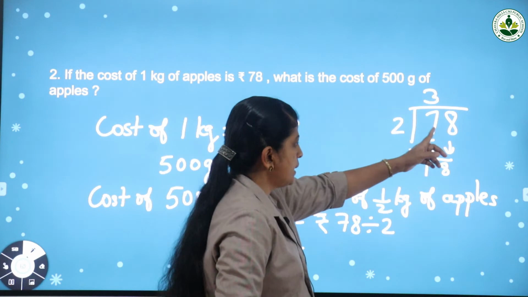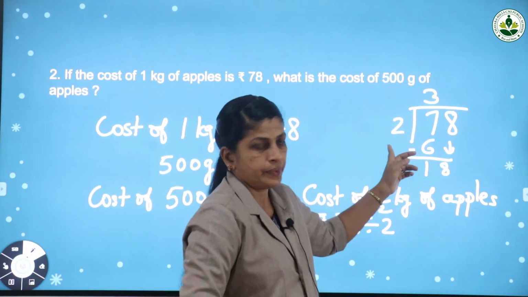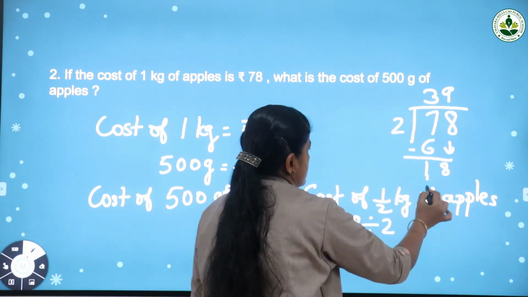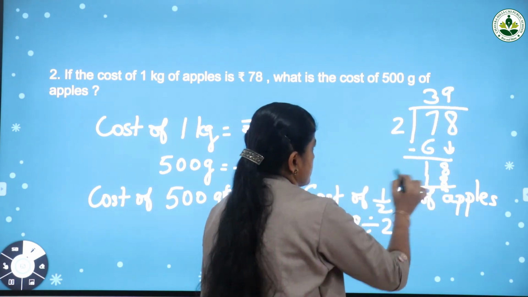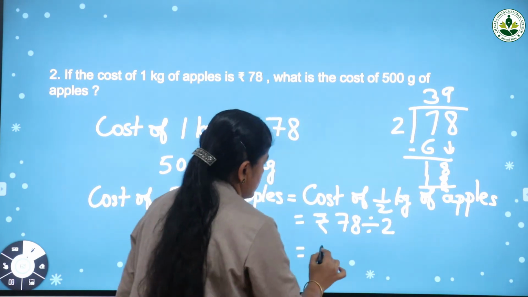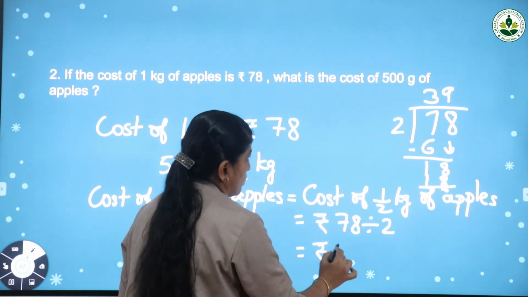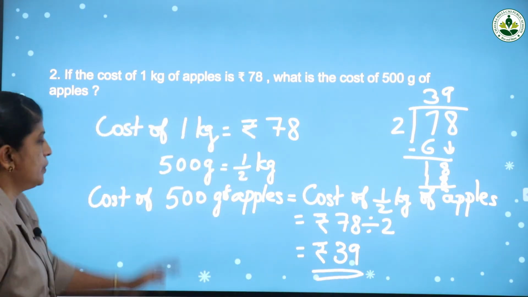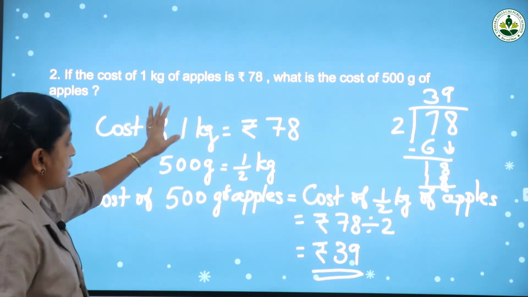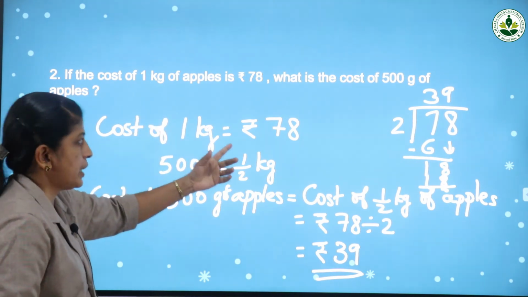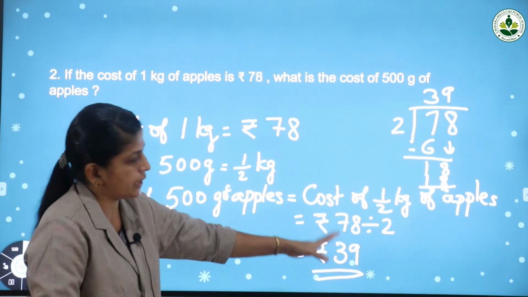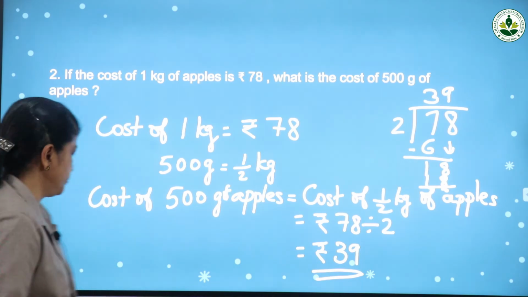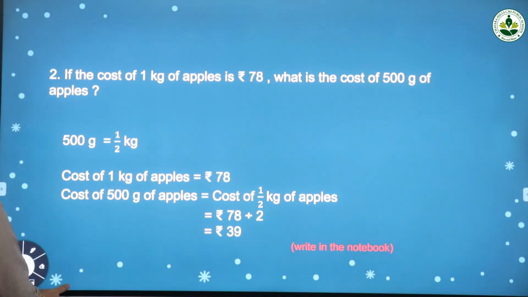Then in 18, how many 2's are there? We know that 2 9s are 18. Then subtract. Therefore 0. That means the cost of half kilogram of apples is 39 rupees. Therefore, from the cost of 1 kilogram of apples, we have found the cost of half kilogram of apples by dividing the cost by 2. Write this in the notebook.